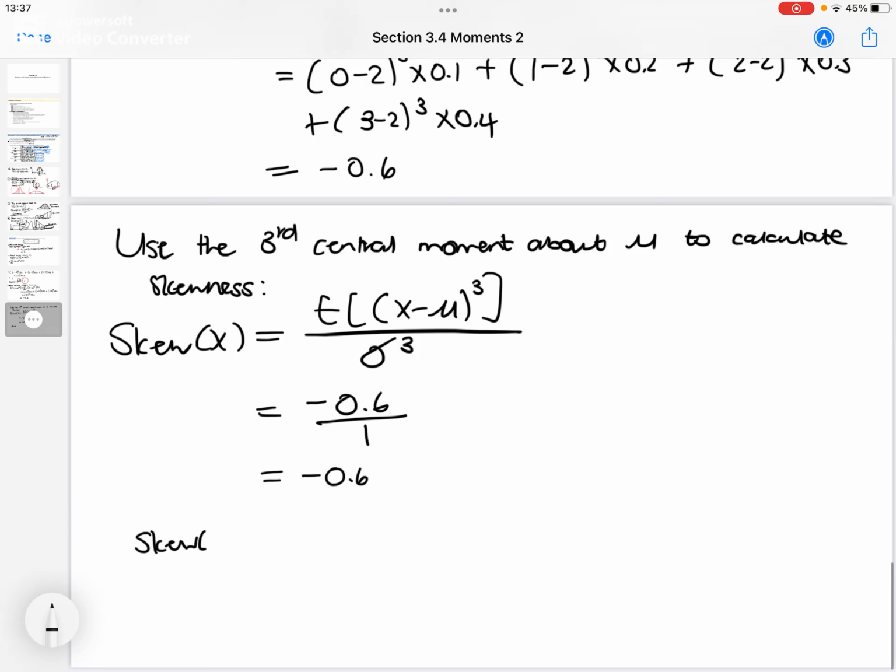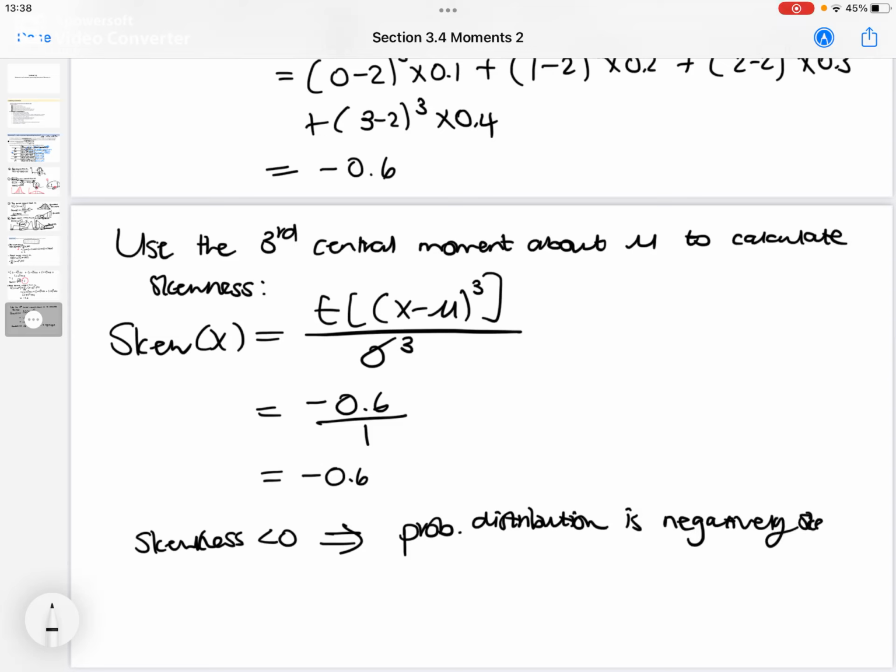And so we said that if skewness is less than 0, then it means that your probability distribution is negatively skewed, or skewed to the left. And so it means that if you draw a curve over the possible values of your line graph, it will look like that. All right.